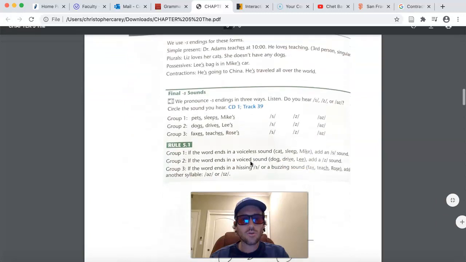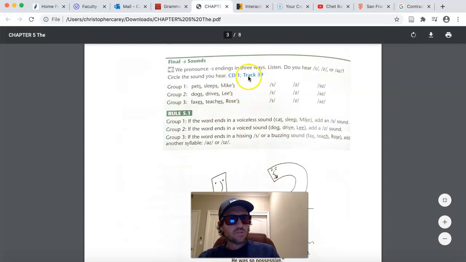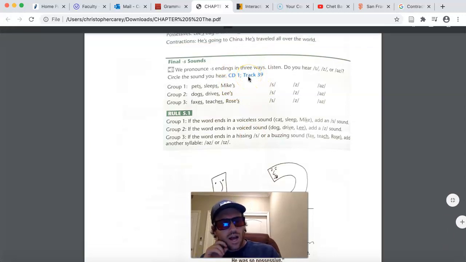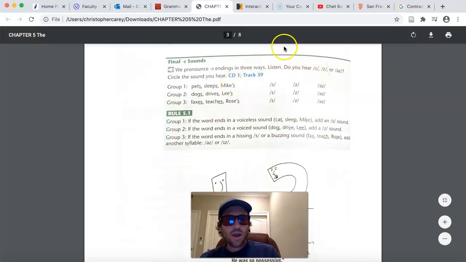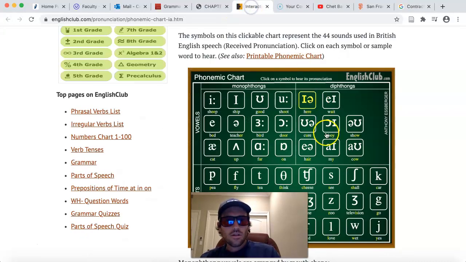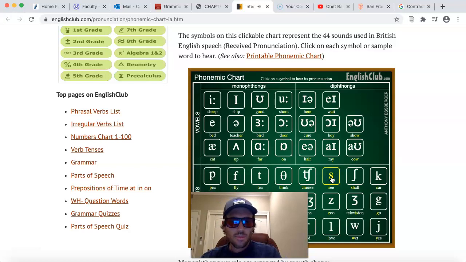And again, I'm on page 34. And I would encourage you to perhaps take a look at CD1 track 39 and play these and see if you can indicate which sound. Is it S? If we go to our interactive chart, do you hear this sound? S, s, s. Does the final S sound more like a Z? S, s, s.